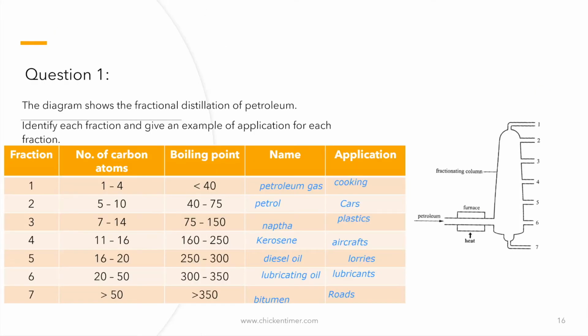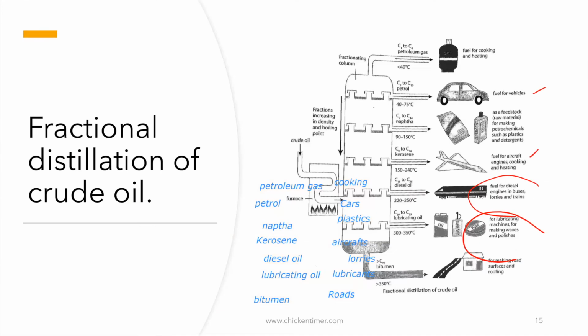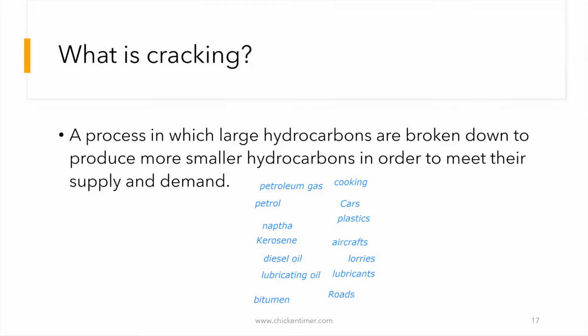Okay, number one, petroleum gas. So let's go back, see. Number one, petroleum gas is for cooking. Number two, petrol, fuel for cars. Then number three, naphtha for plastics. Then you have number four, kerosene for fuel for aircraft, diesel oil, fuel for lorries, and then lubricating oil to make lubricants, and then bitumen to make road surfaces. Okay, we are fine.